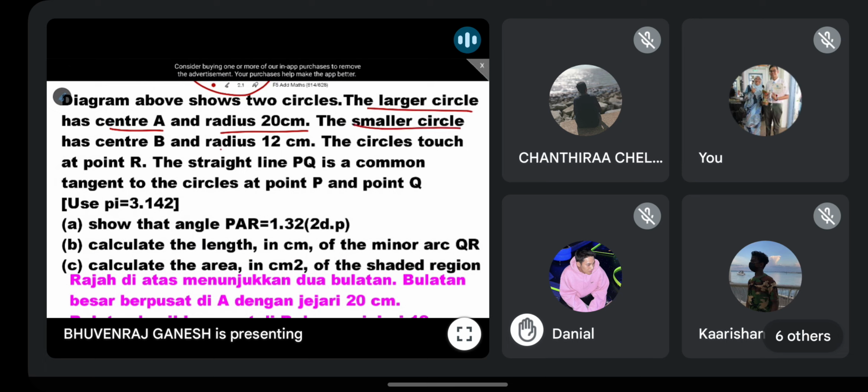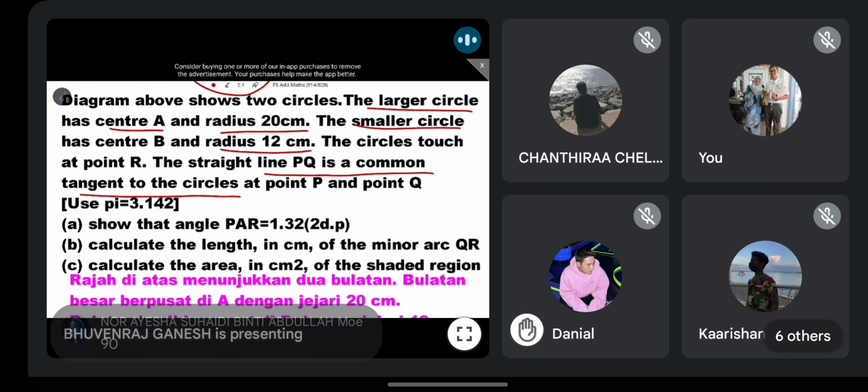Okay, jejari bulatan kecil adalah 12 cm. Okay, and then this is an important keyword. Guys, bila nampak tangent, when you see the word tangent, what does it mean? Apa yang datang pada fikiran kamu? The first thing when you see tangent, keyword. Whenever the question bagi tahu tangent, dia nak bagi tahu sesuatu kat kamu.